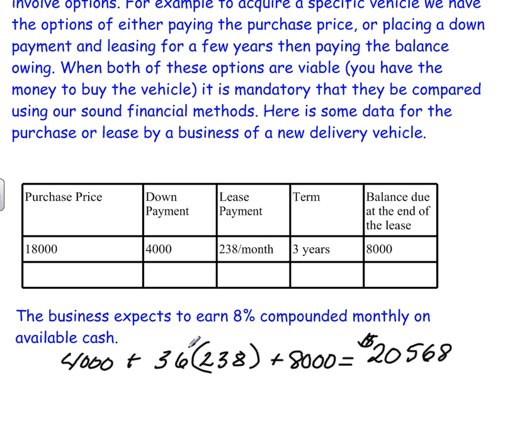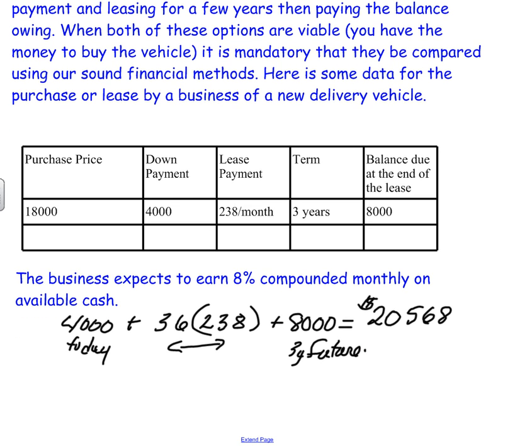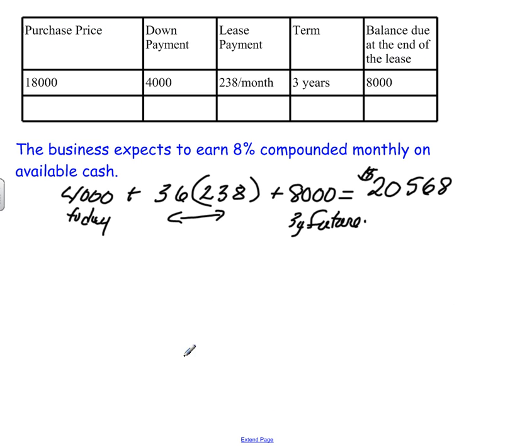However, as we learned in the compound interest section, money cannot be compared at different dates. This $4,000 is today. This is spread out over 3 years. And this money is 3 years in the future. If we're going to add those values together, we have to bring them all to the same date. And so to make a wise decision, that's exactly what we have to do.